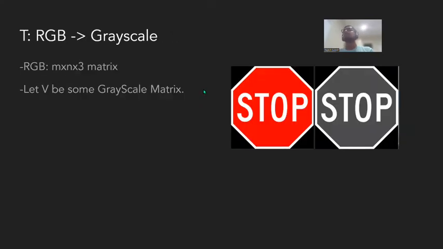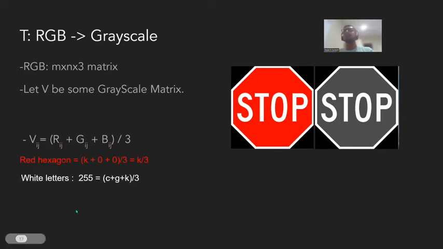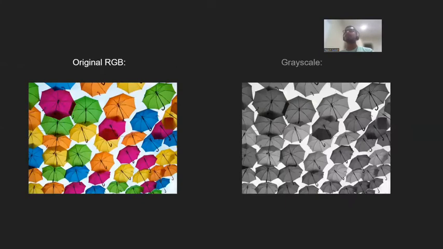Okay, good. All right, let's do a small exercise. Let's skip the red hexagon and go for the white letters instead. We know that the white value in the grayscale is 255. So we can substitute this V term as 255. And accordingly, C, G, and K have to be 255 also, because 255 is the max that color can be. Okay, so this is the original RGB and this is the grayscale. This is the one we haven't seen yet.